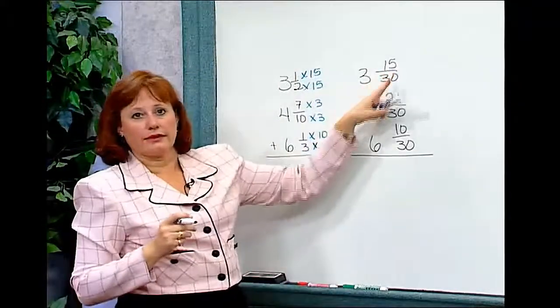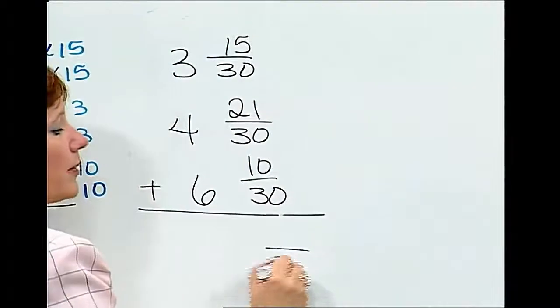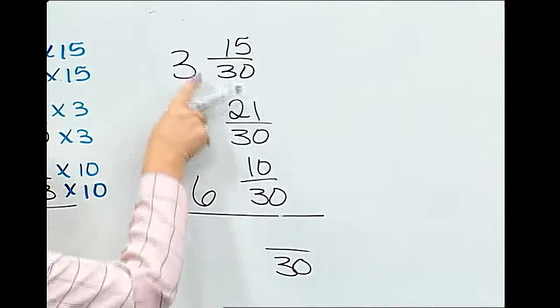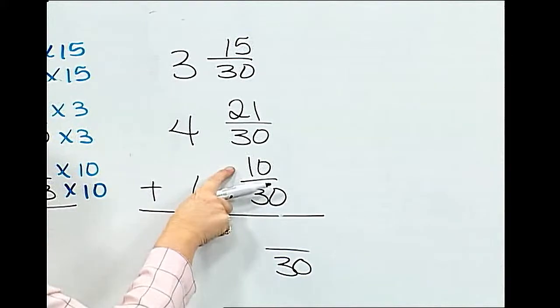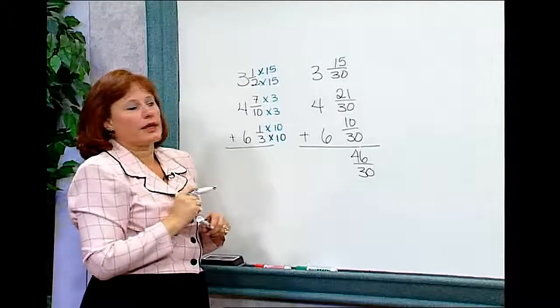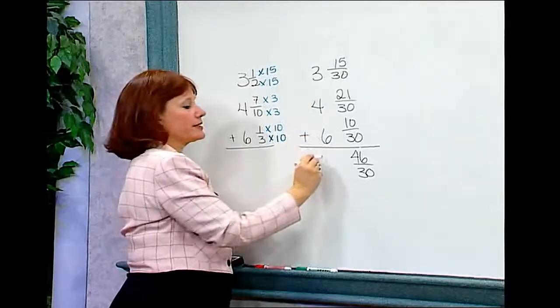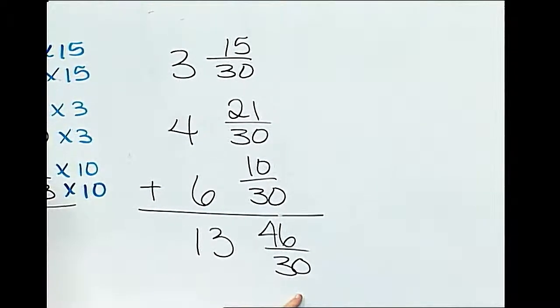I'm going to add the fractional part of these numbers first. I know that the common denominator will be 30 and it will stay unchanged. When I add the numerators, I have 15 plus 21, which is 36, and 36 plus 10, which is 46. On the whole numbers, 3 plus 4 is 7, and 7 plus 6 is 13. So my answer, at least in the meantime, is 13 and 46/30ths.